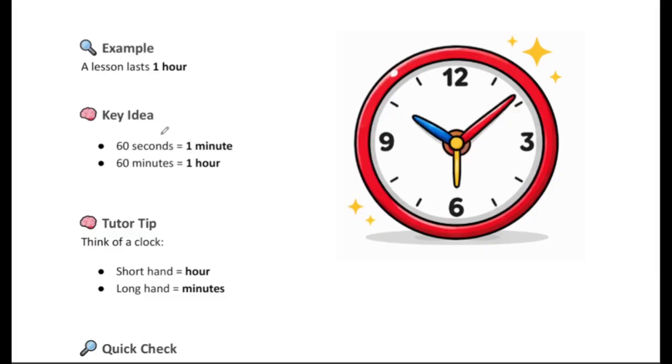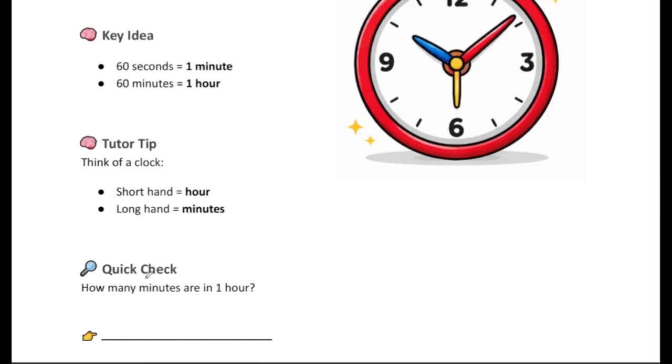A great conversion for this is to know that there are 60 seconds in 1 minute and 60 minutes in 1 hour. You can see with this clock here as our visual, we have the long hand is representing the minutes, the short hand is representing the hours, and the shorter and slightly thinner hand represents the seconds.